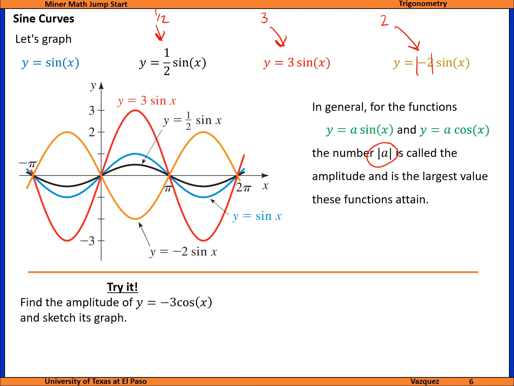So if they were to ask us to find the amplitude of negative 3 cosine x, we know to take the number in front, take the absolute value of it, and that gives us 3. Now, how would that look if we graphed it? Well, because it is negative, instead of starting at the top like cosine usually does, we'll start at the bottom because it gets reflected. And that'll look something like this. I'm going to try my best to draw this.